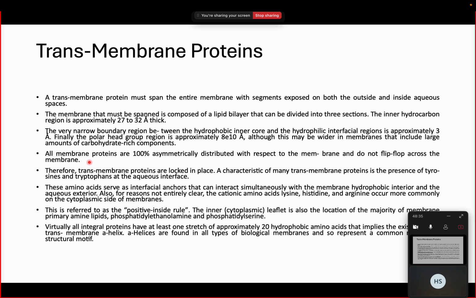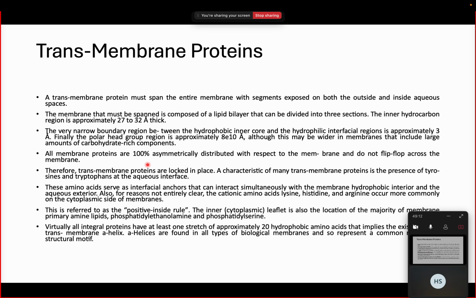So all membrane proteins are 100% asymmetrically distributed with respect to the membrane and do not flip-flop across the membrane. Therefore, transmembrane proteins are locked in place. Characteristic of many transmembrane proteins is the presence of tyrosine and tryptophan at the aqueous interface, which is this 3 angstrom long region. The amino acids serve as interfacial anchors that can interact simultaneously with the membrane hydrophobic interior and the aqueous interior.